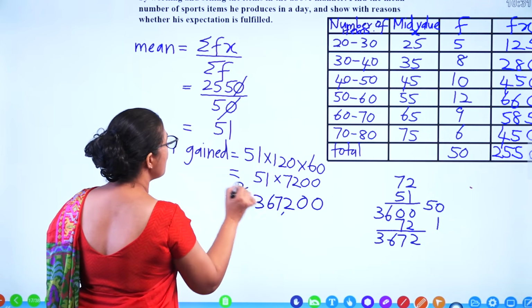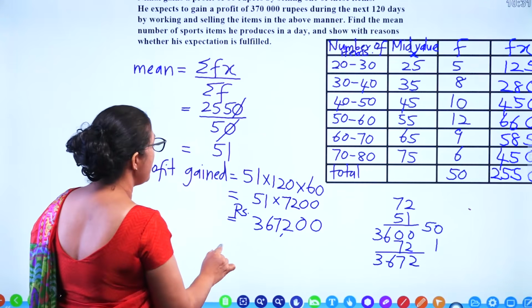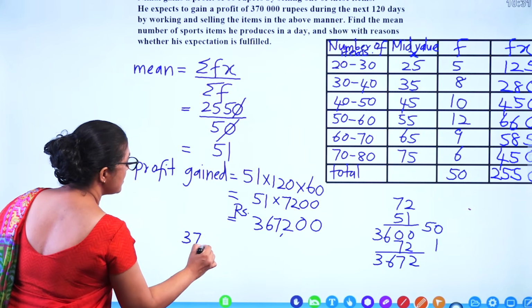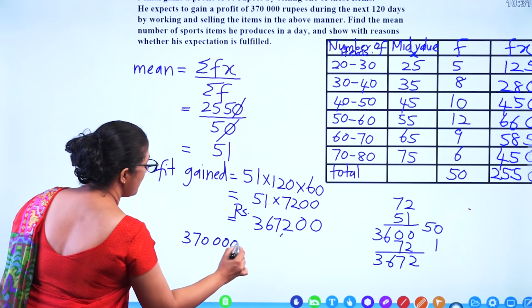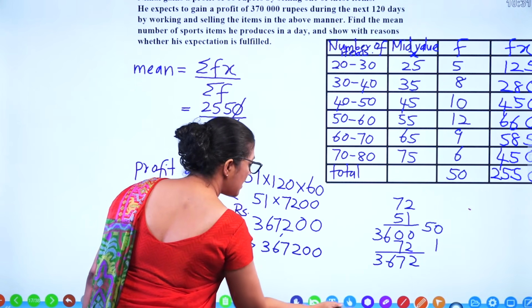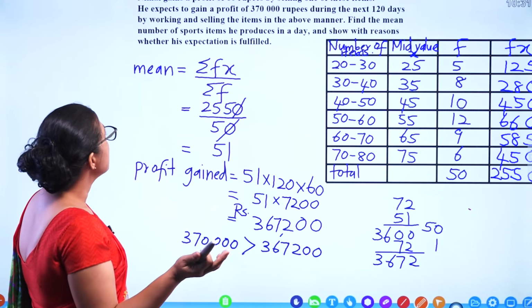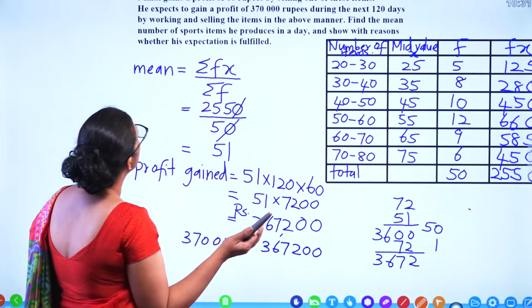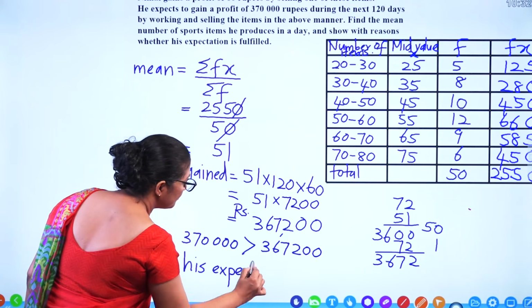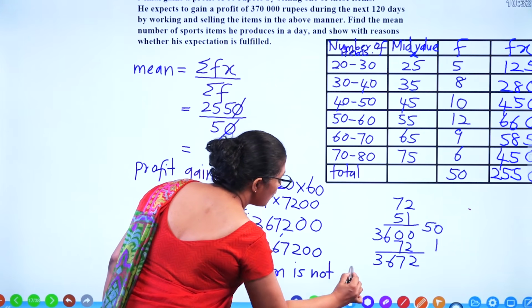So that's the profit gain, but he expected 370,000. So 370,000 rupees is more than 367,200. That means he expected this amount, but it's not getting. So you can write his expectation is not fulfilled.